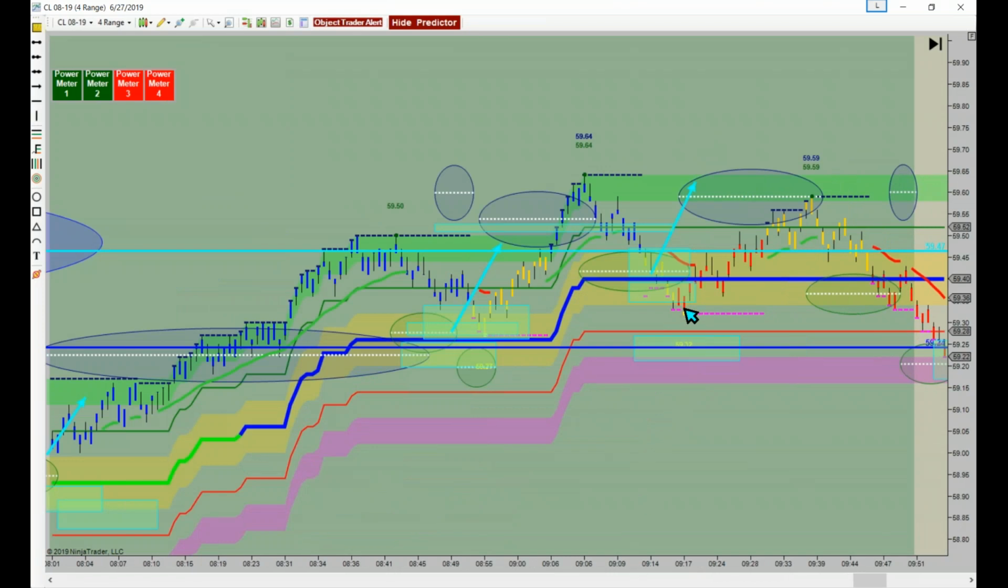But anyway, you can clearly see it. It's thrust, retrace, thrust, retrace, thrust, retrace, thrust. And if they take out the swing, they're stair stepping back down.